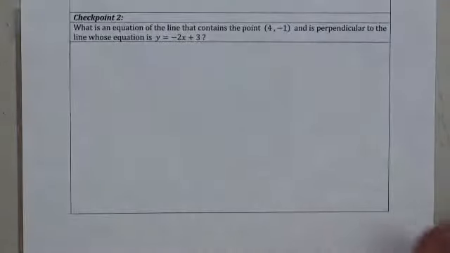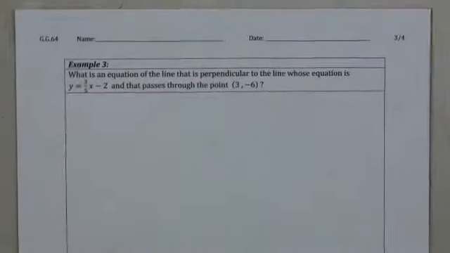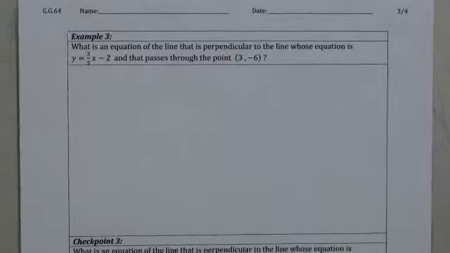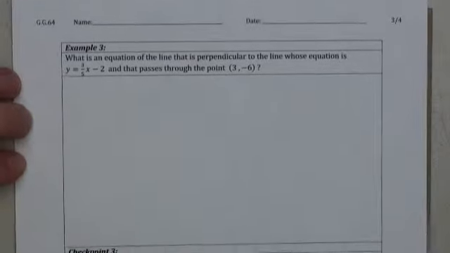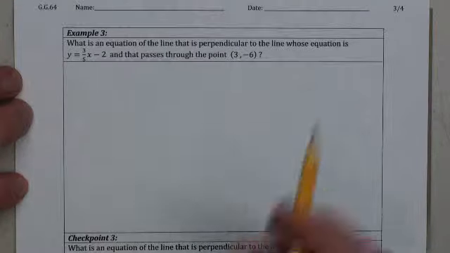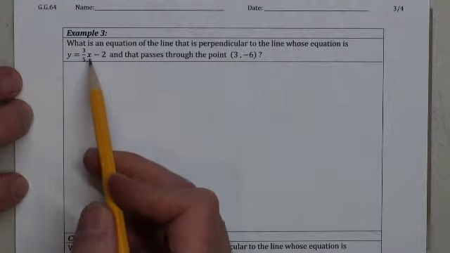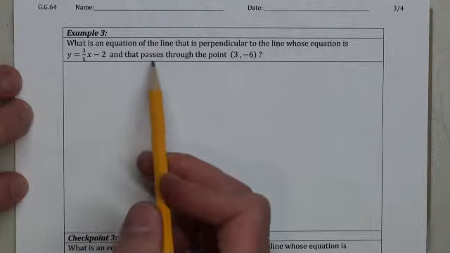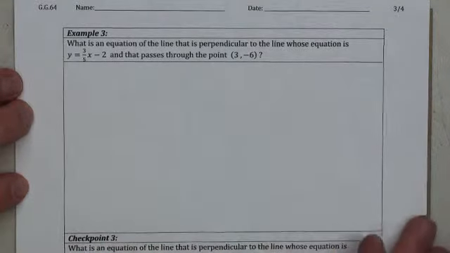Try checkpoint problem 2 on your own. Then put this page aside and go to the new sheet, sheet number 3. And let's do example problem 3. Put your name and the date at the top first. What is the equation of the line that is perpendicular to the line whose equation is y equals 3/5 x minus 2, and that passes through the point 3 comma negative 6?